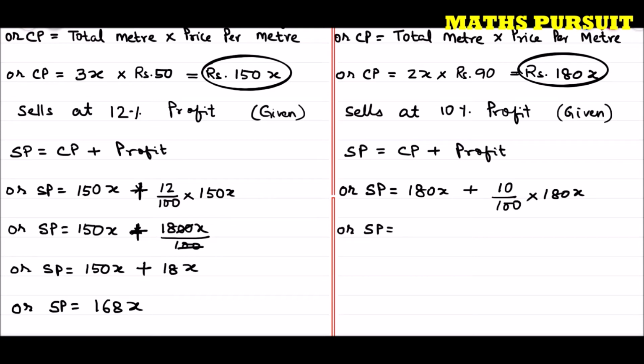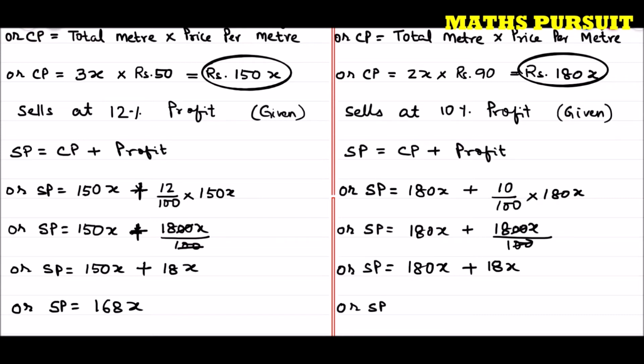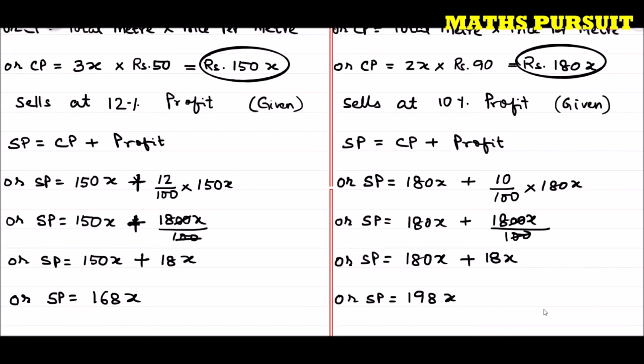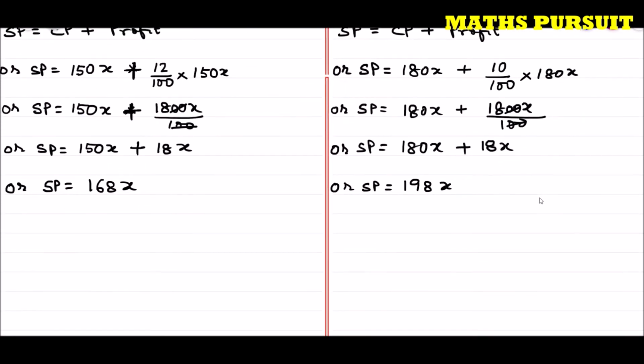Or selling price is equal to 180x plus 1800x divided by 100, because 10 into 180x is 1800x divided by 100. Or I can write selling price is equal to 180x plus, these two zeros and these two zeros cancel out, we are left with 18x. Or selling price is equal to 198x. So here we got selling price is equal to 168x, and here we got selling price is equal to 198x.